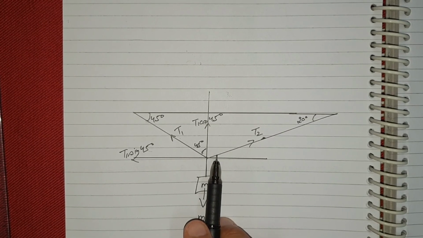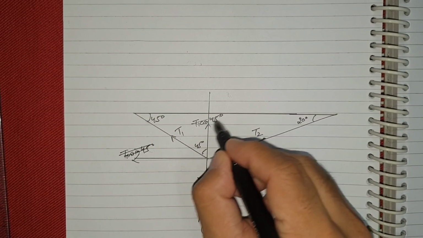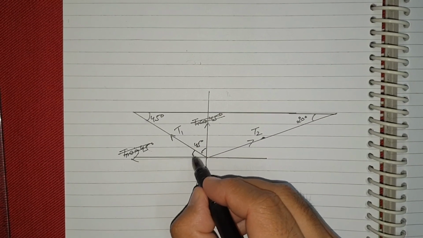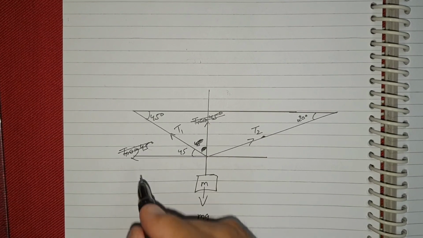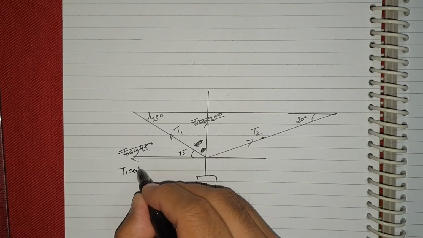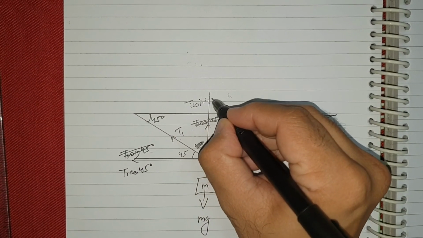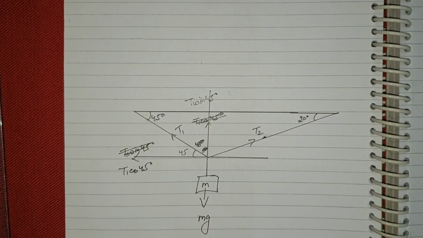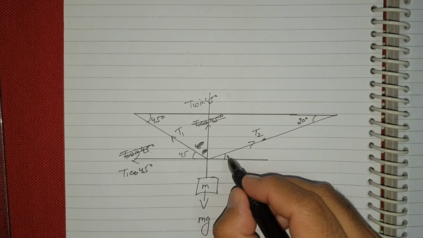Oh, I have made a mistake. I am really sorry about this. Cut all this. Sorry. This is 45, actually this is 45, not this one. So this will be T1 cos 45 degrees and this will be T1 sin 45 degrees. I am really sorry about the mistake. If this is 20, then this is also 20.